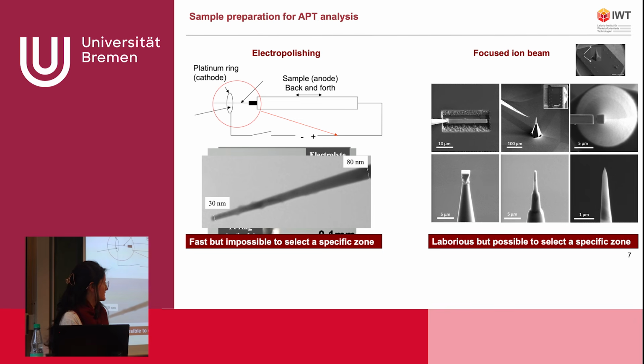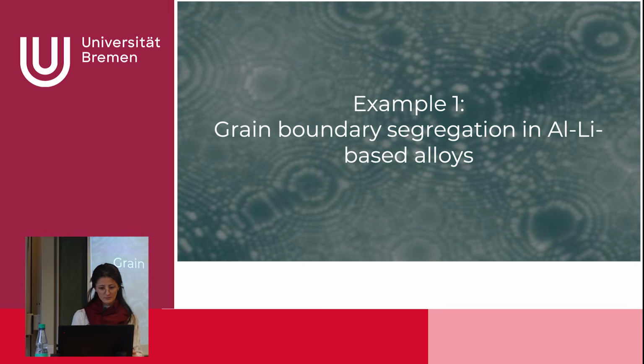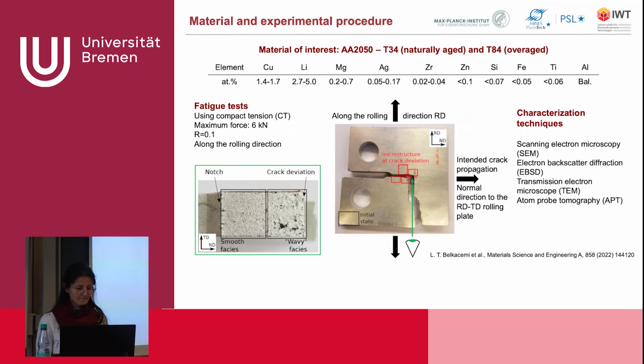And what is important with this technique is that then we can really select the zone that we want to analyze. If we want to analyze a grain boundary, then we can just choose the type of grain boundary or the phase that we want, and we have it. So I will give 2 examples here. The first one is talking about grain boundaries. So we wanted to understand which elements segregate at grain boundaries in an aluminum lithium alloy here.